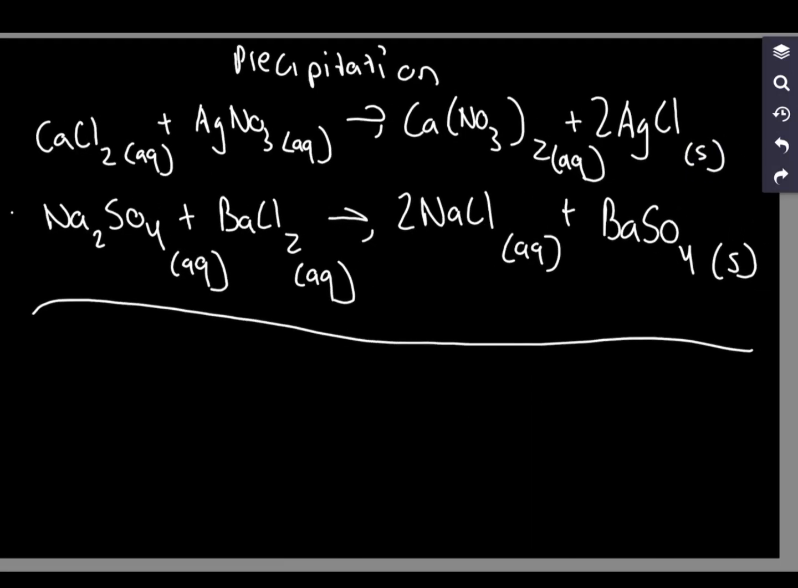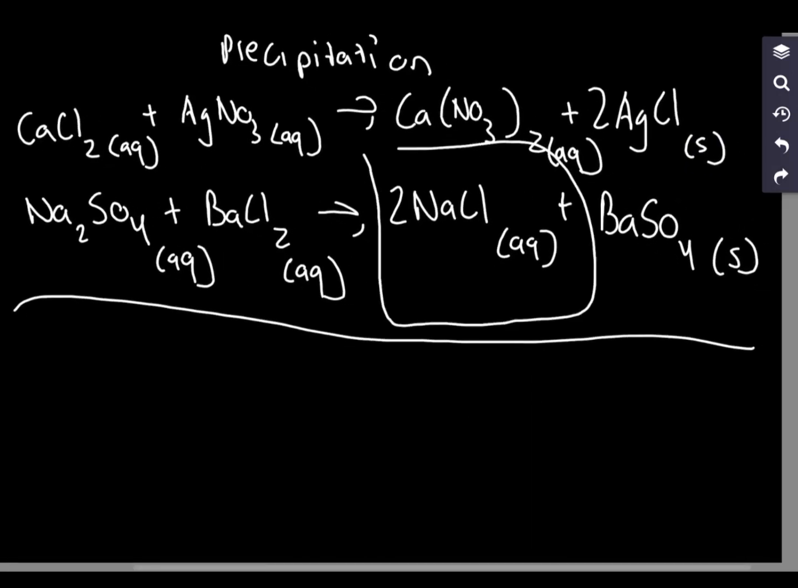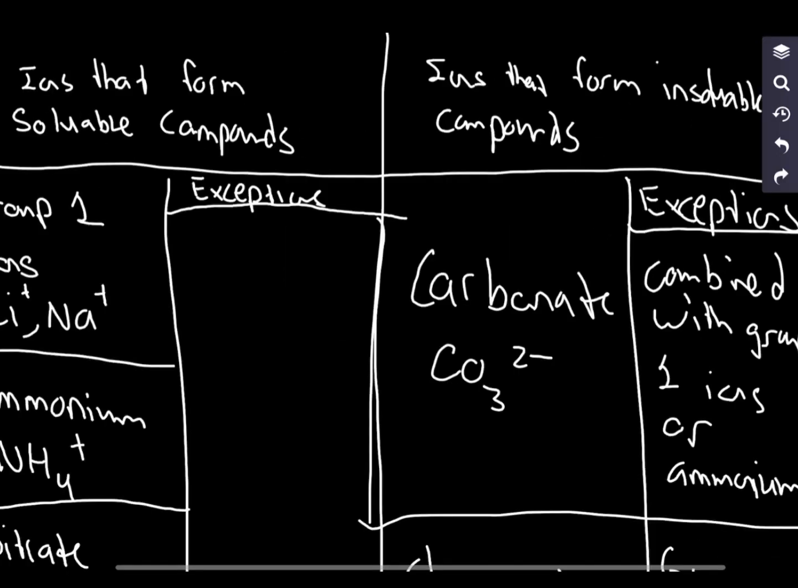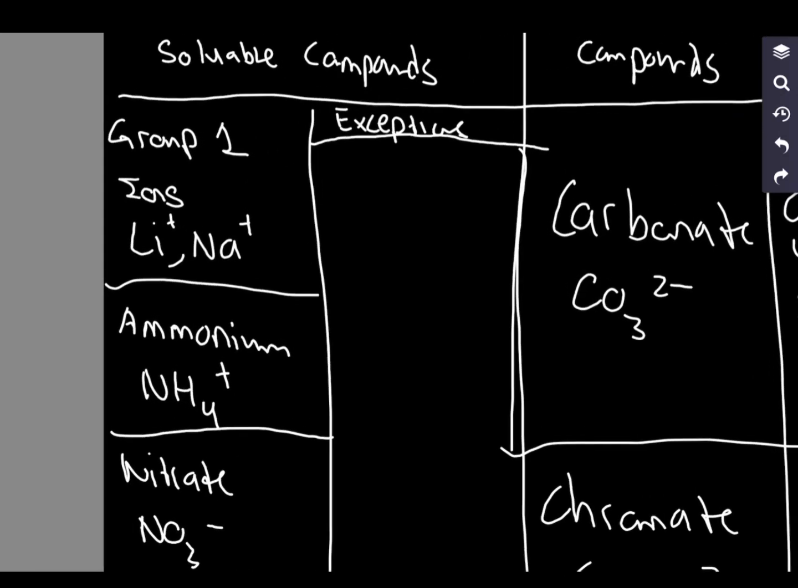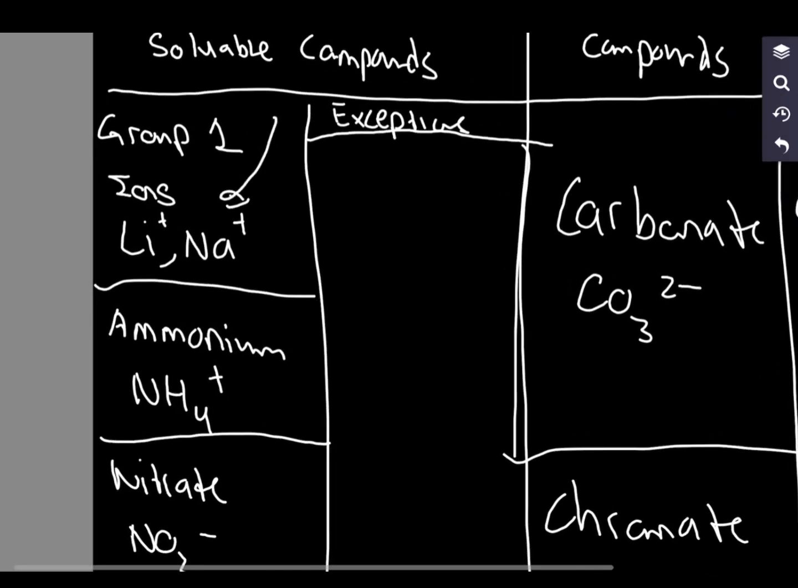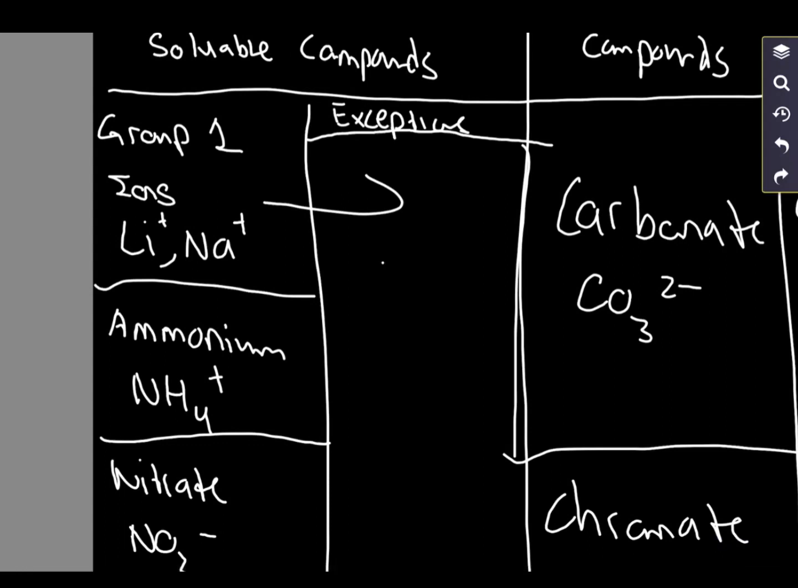Now let's check this other reaction. Let's see if this NaCl, well, it's so obvious, you know. So, oh, would you look at that? Group 1 ions form soluble compounds, aka aqueous. So the NaCl part was correct because there are no exceptions to this.